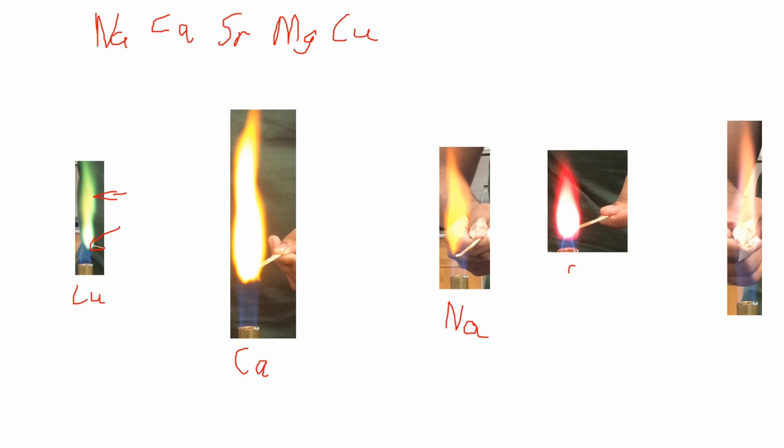Strontium produces red. This very bright red it produces. And lastly, magnesium actually produces a very magenta color. You don't see it very much at the center, but if you look where I just circled, you can see a little bit, just a tiny bit of magenta. But that's our magnesium.